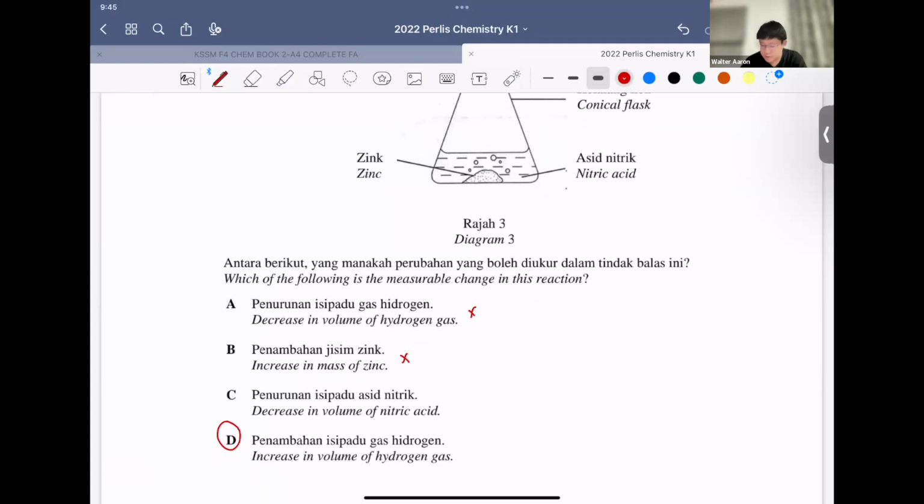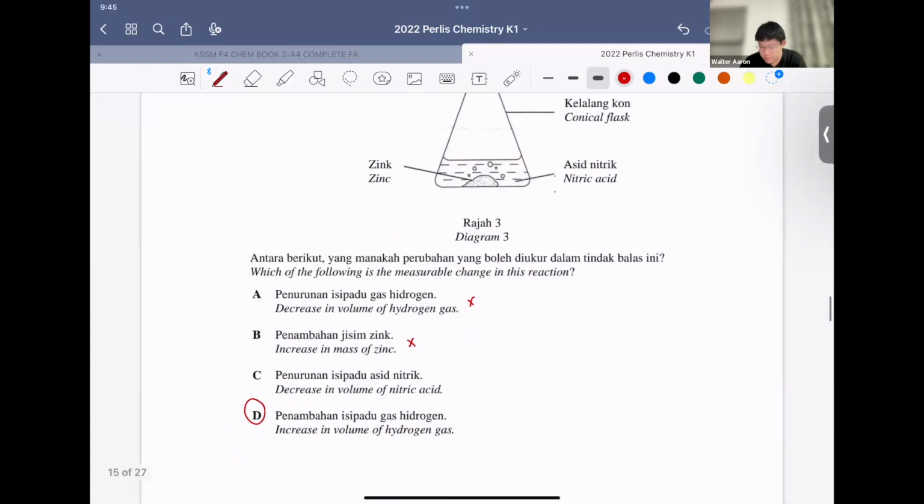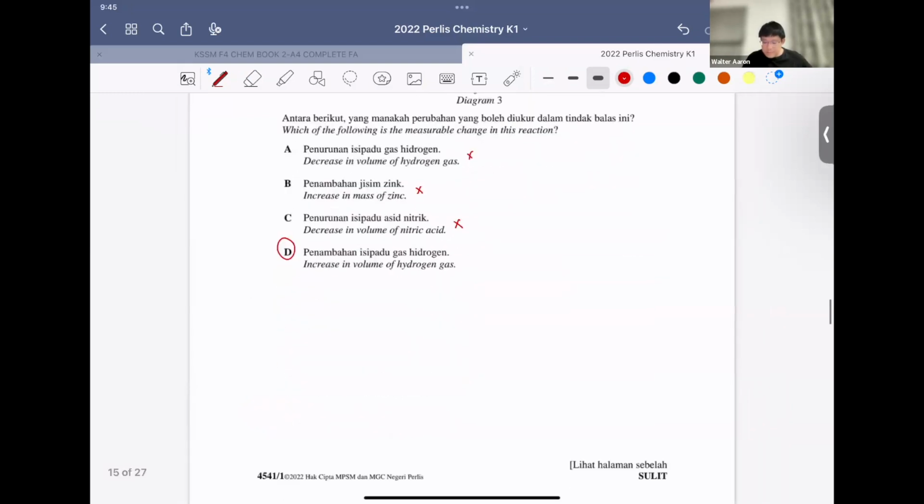And the volume of nitric acid will not be decreased. The amount of solution is still the same. The water is present there. So therefore, I think C is not the right answer as well. So the best answer to describe the situation over here will be the gas bubbles being produced. And that is actually your H2. So based on what you have in the H2 itself, we will know that over time, the amount of hydrogen gas will definitely increase. Therefore, D.